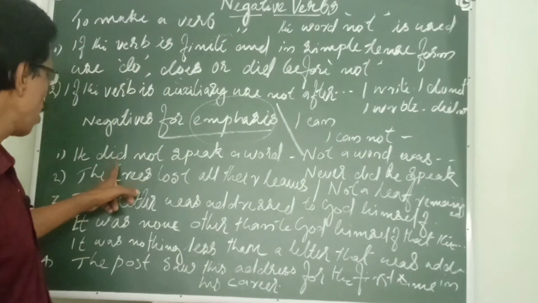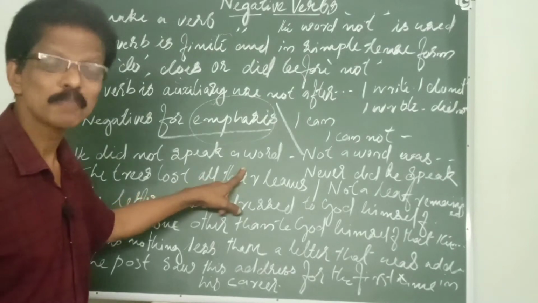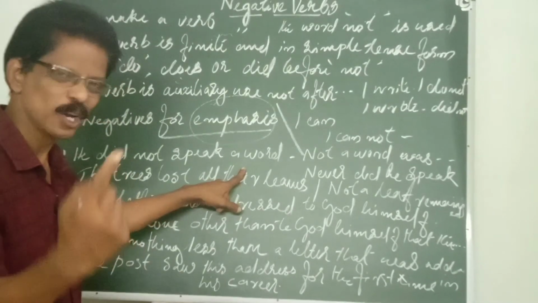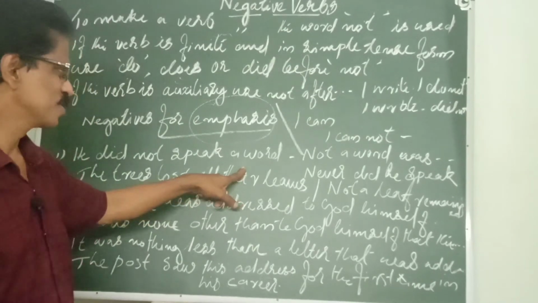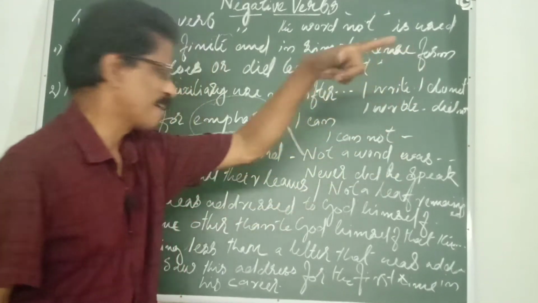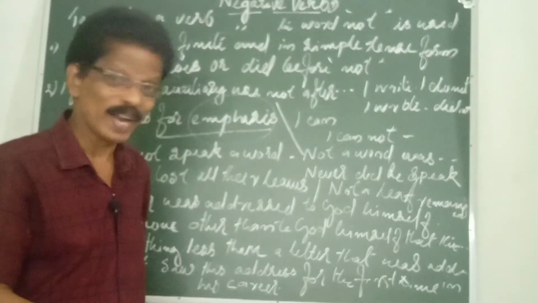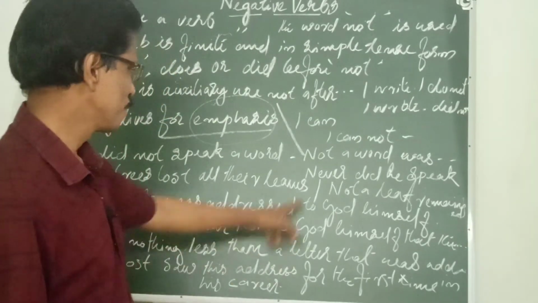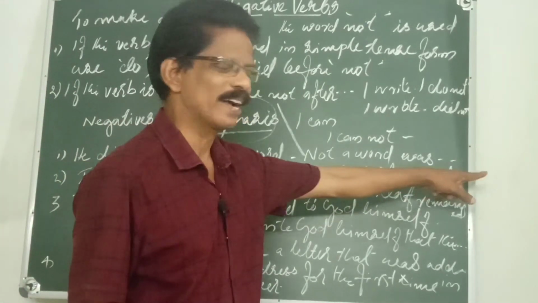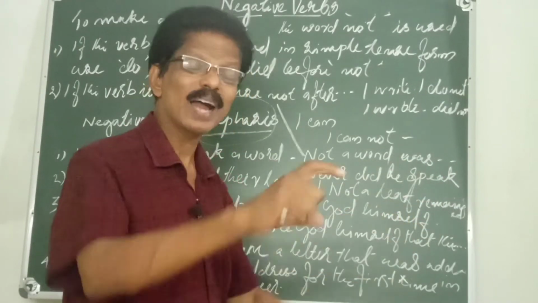So, he did not speak a word. He did not speak even a single word. So, not a word was spoken. Not a word was spoken by him. Not even a single word was spoken by him. Or, never did he speak a word. Never did he speak. Or had he spoken.